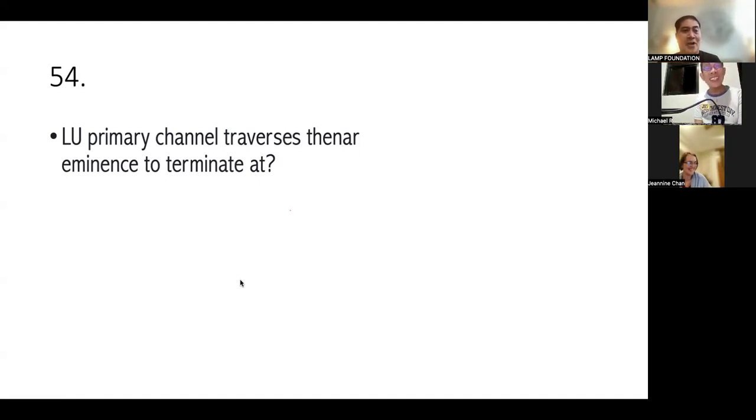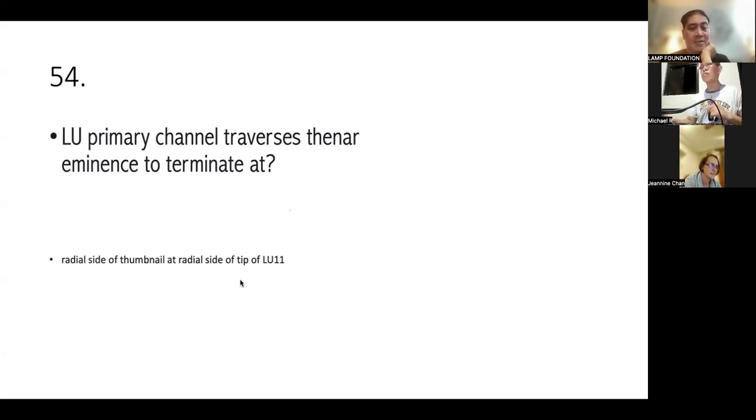Sir Michael, the lung primary channel traverses the thenar eminence to terminate at what? What's the last point of the lung channel? It's the radial side of the thumbnail. Okay, at the radial side, Lung 11.